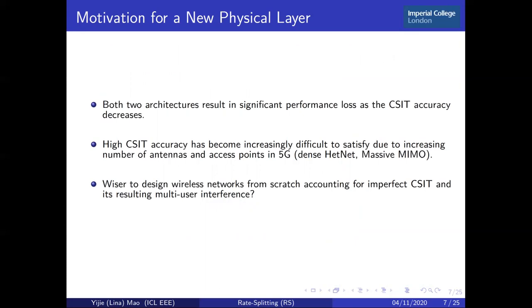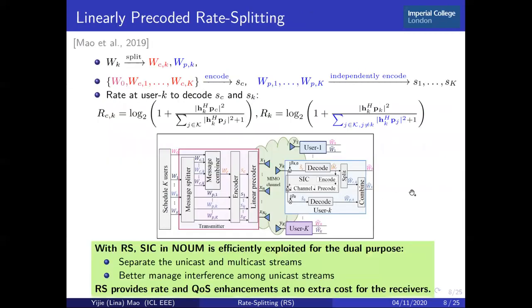However, as we know, such strict CSIT accuracy requirement is actually very difficult to achieve in current and future wireless communication networks due to the increasing number of antennas and access points. Therefore, such a dilemma motivates us to come up with a novel transmission strategy that is robust to CSIT inaccuracy. In our previous work, we proposed a linearly precoded strategy based on rate splitting.